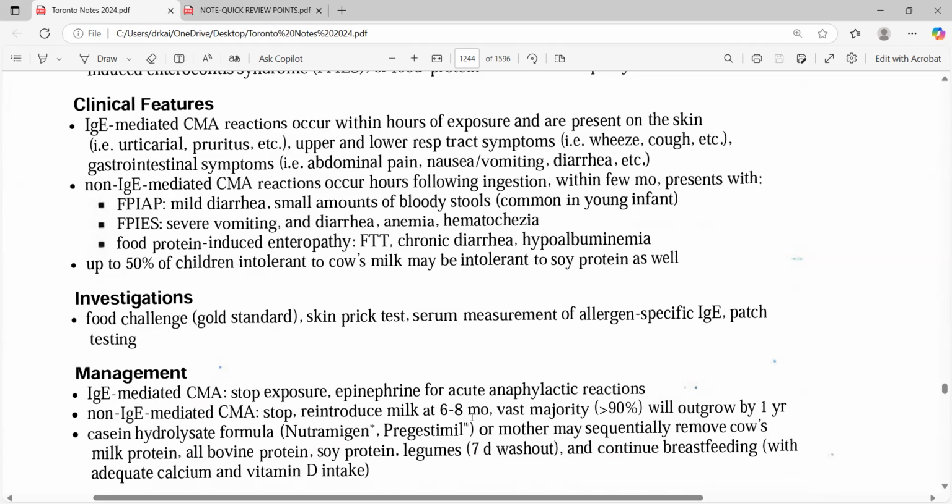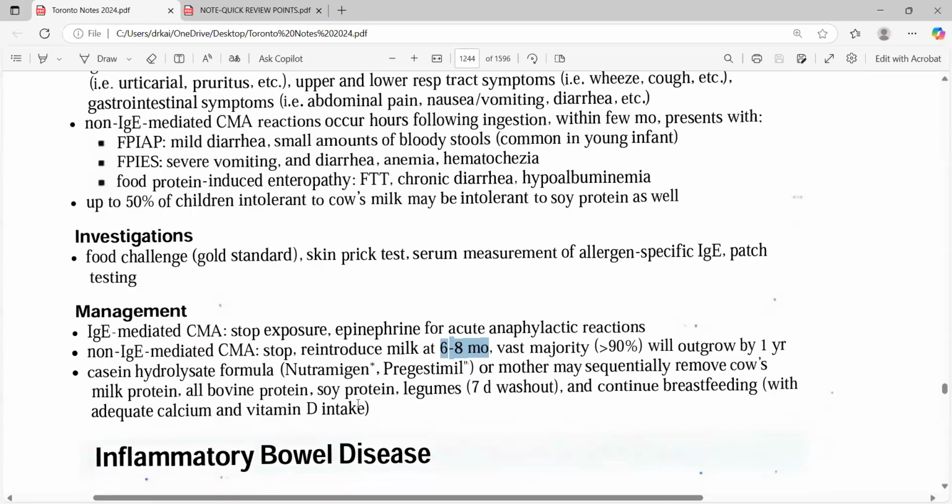So first stop the milk, and they will definitely ask you when you are going to reintroduce the milk. This 6 to 8 months is important, okay? Just highlight this one. And the majority outgrow it by 1 year. And what are the formulas? Casein hydrolysate formulas should be used, or the mother may remove the cow milk protein, all bovine protein, soya protein, legumes, and continue the breastfeeding.